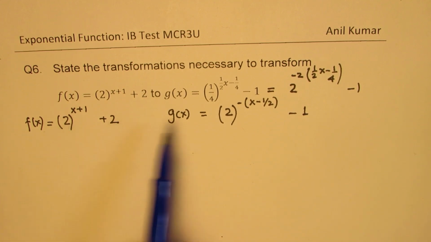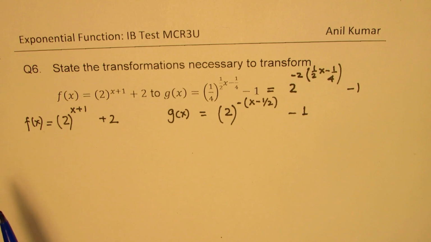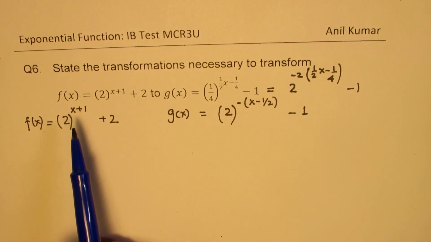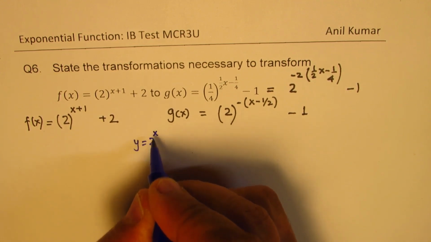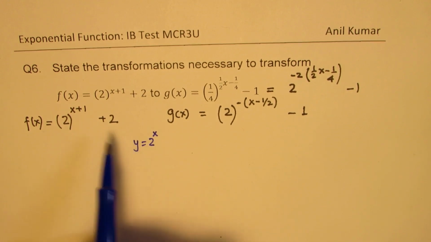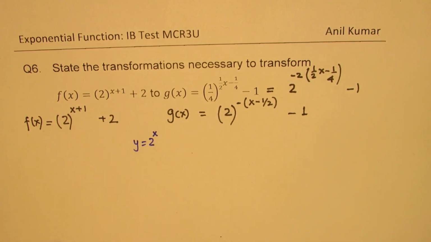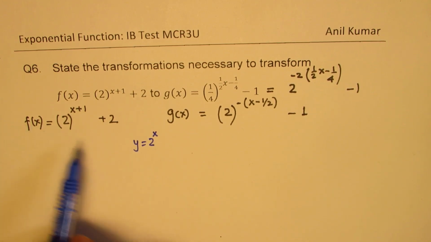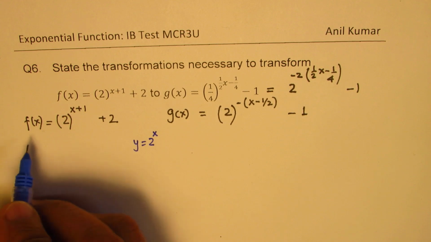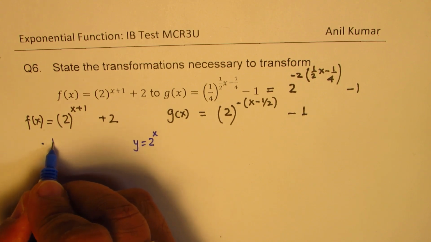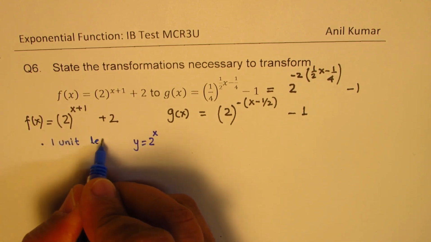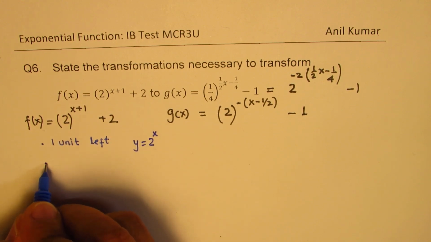Now we have to go directly from here to there. How do we describe it? Well, the best way is to consider the function y equals 2 to the power of x right in the middle, because both are transformations of this particular function. Keeping this in mind, let us see how we transform each from here. So for f of x, horizontally, I have to translate 1 unit left.